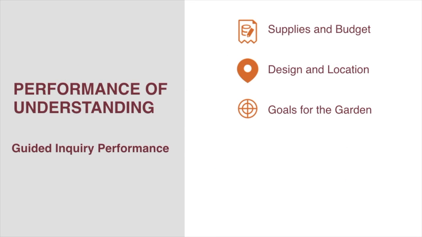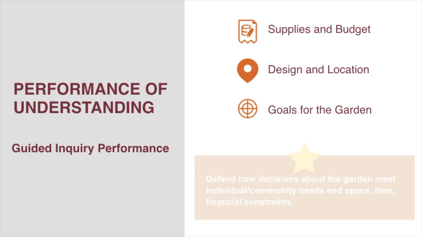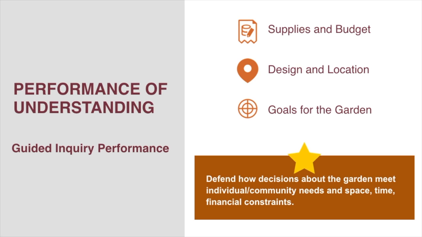Students will create a visual representation of their planned garden, including plans for supplies and budget, design and location, and goals for the garden. The most important task of the representation is to define how decisions about the garden meet individual and community needs and space, time, and financial constraints.